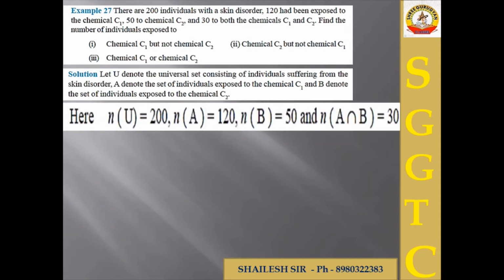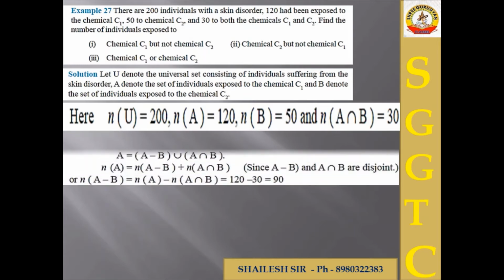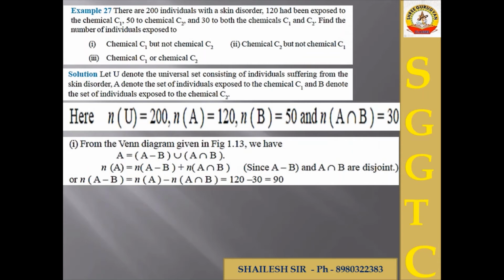Now I go to, first of all, N of U is 200, N of A is 120, N of B is 50, according to the given, and 30 are exposed to both chemicals C1 and C2. So apply the first question. Chemical C1 only means N of A minus B, which is N of A minus N of A intersection B. Putting the values, 120 minus 30, you get 90.